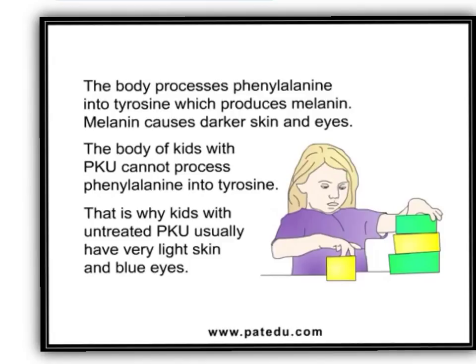The body processes phenylalanine into tyrosine, which produces melanin. Melanin causes darker skin and eyes. The body of kids with PKU cannot process phenylalanine into tyrosine. That is why kids with untreated PKU usually have very light skin and blue eyes.